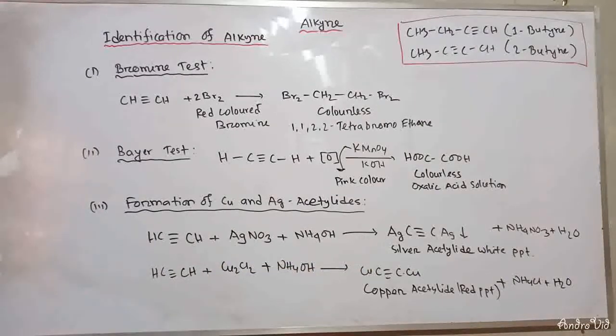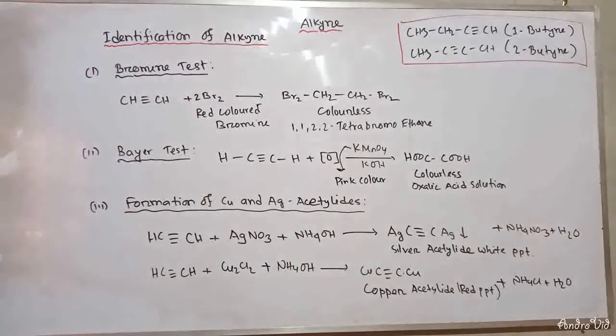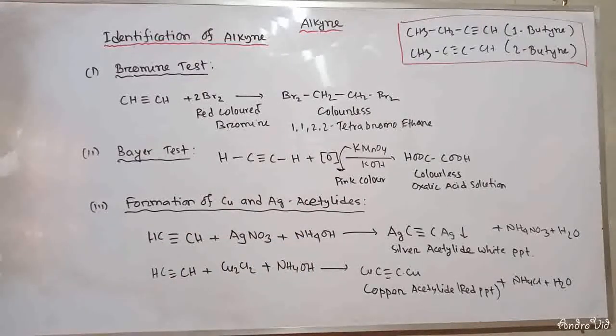So to differentiate between alkene and alkyne, this reaction is really very important. The bromine test and the Baeyer test are possible in the case of both alkene and alkyne, but this reaction is not possible in the case of alkene. This is basically the way to differentiate alkene and alkyne.